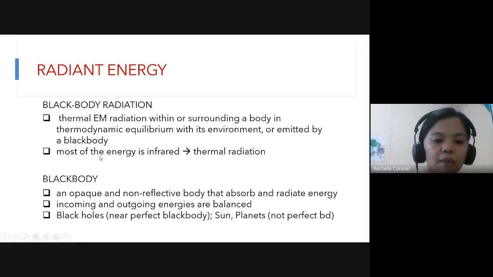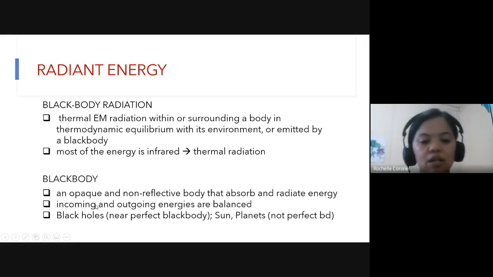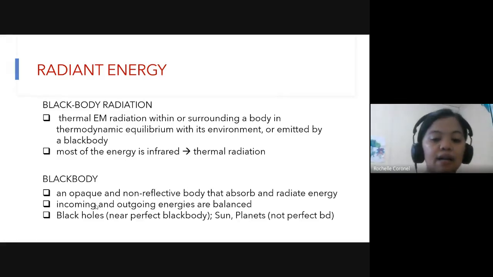So a black body diagram, a black body is an opaque body and a non-reflected body that absorbs and radiates energy. So basically, there's an incoming radiation, and then it has the ability to re-radiate this as an outgoing radiation. So there is balance.